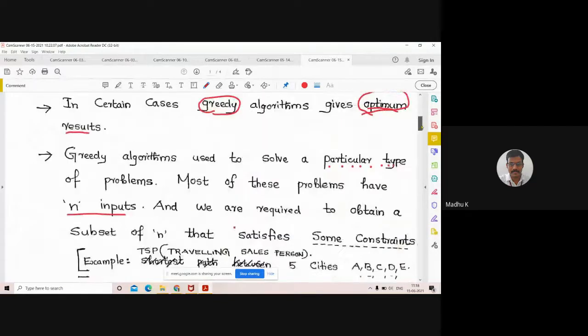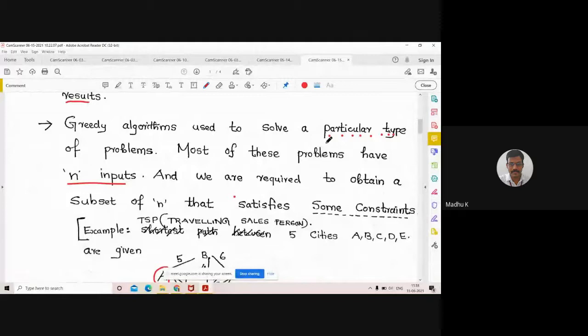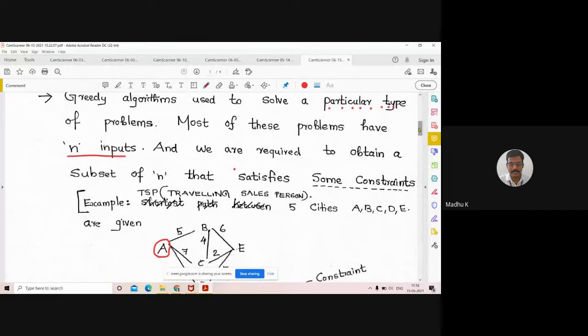It is used to solve a particular type of problem. That is, the problem characteristic is there are n inputs and we are required to obtain a subset of n that satisfies some constraints. For example, if there are 10 paths, we have to find the best 7 paths.